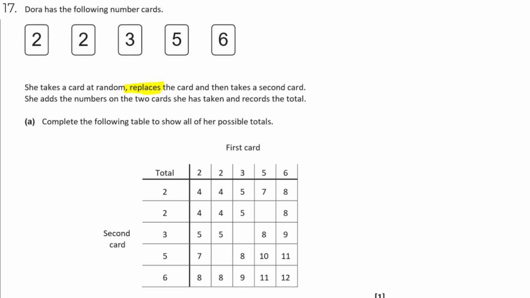When she picks them out, she takes a note of the number, adds the numbers together and records the results in the table here. So we need to complete the table. You can see that every cell inside the table is the sum of the row and the column that it's in. So the gaps here, like 2 plus 5, that is going to be 7 there. 3 and 3 makes 6. And 5 and 2 makes 7. So that's all complete.